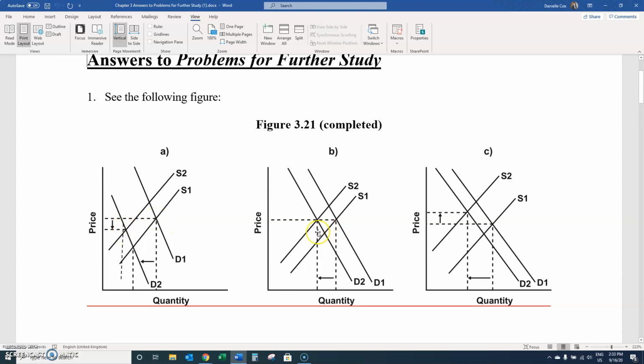Here, there's an equal change in both, and because the change is the same in both, the price stays the same. And here, the quantity demanded decreases less, and the quantity supplied decrease is more. So depending on what happens, the price could be less, the same, or higher, but the quantity demanded will always be less.